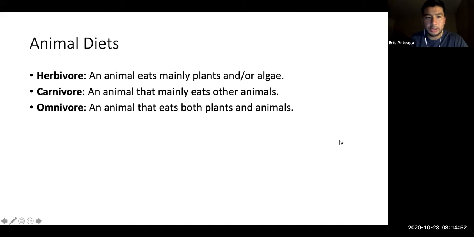So animal diets, there's a few different types: herbivore, carnivore, and omnivore. So herbivore, think of herbs, organisms that eat mainly plants and or algae, okay? Carnivore, animals that strictly eat other animals, okay? And then an omnivore, which is like ourselves, we eat both animals and plants.